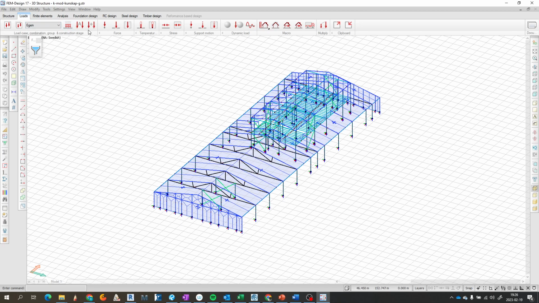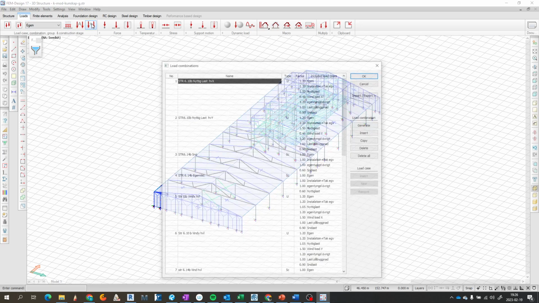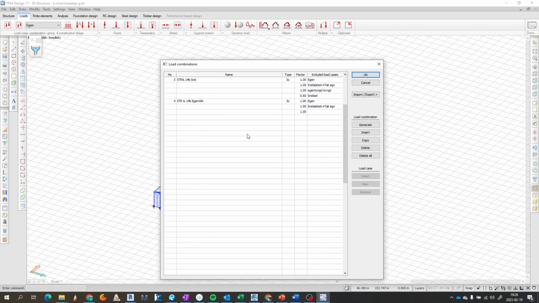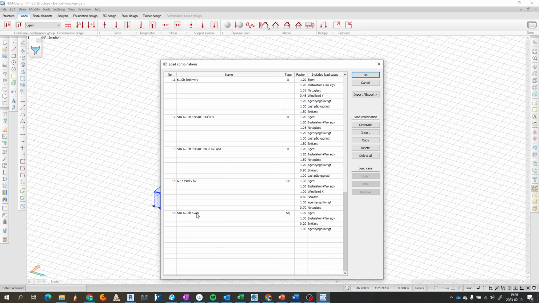For these base loads, we need to make a load combination, of course, and take care about two states of calculations. One is the ultimate state, and the other one is the serviceability state. And on this building, I am using 15 load combinations.